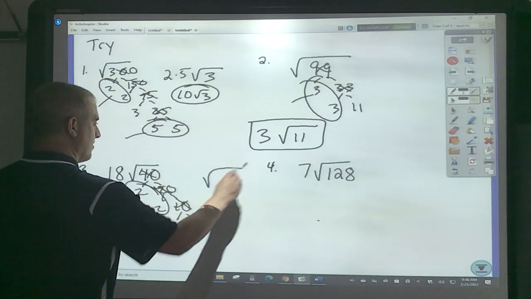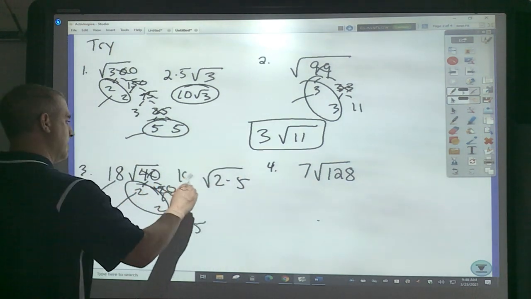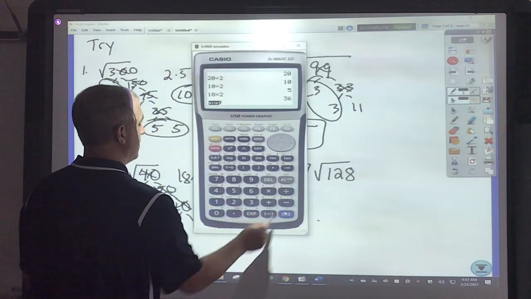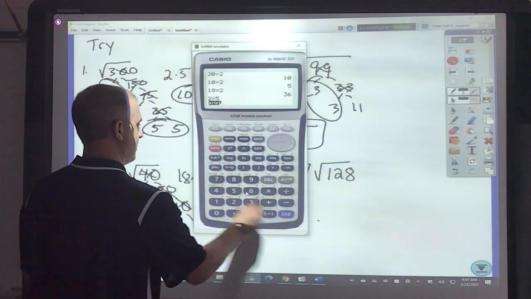My leftovers here are 2 and 5. I can take an 18, I can take a 2. So 18 times 2 on the outside. Okay, so 18 times 2 is 36. 2 times 5 is 10.